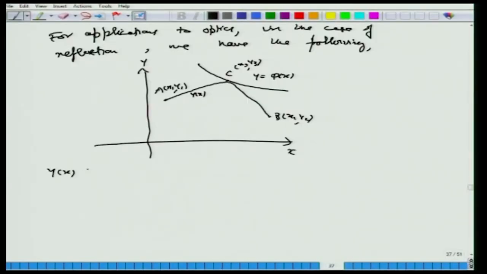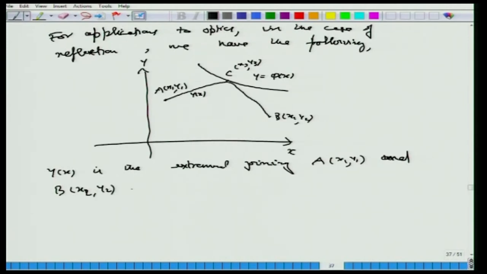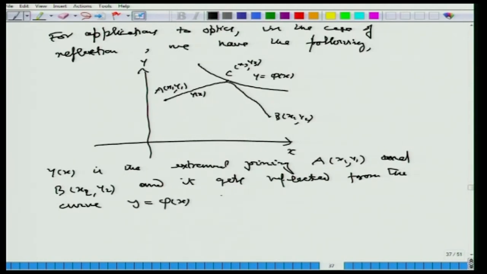So, y(x) is the extremal joining A (x1, y1) to B (x2, y2), and it gets reflected from the curve y equal to phi(x) at a moving point C, which is (x3, y3), that is, here C is (x3, phi(x3)).